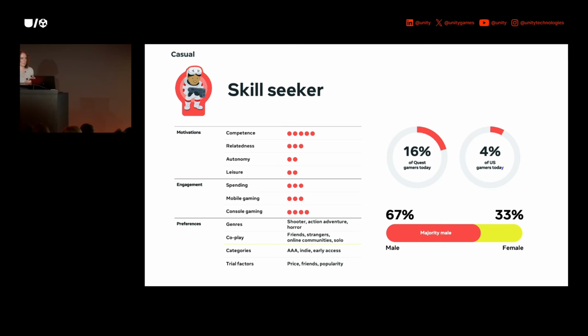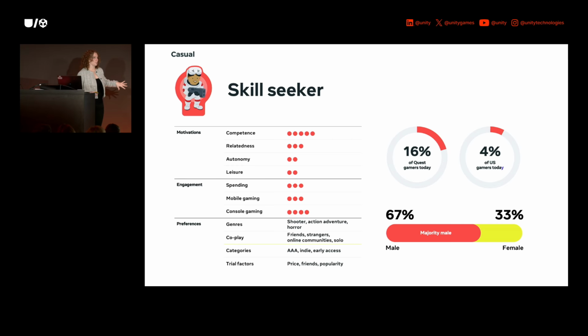And then last up, the skill seekers should feel the most familiar to a lot of you. Skill seekers are the most core of our gamer segments. They live for the challenge, and they're looking for games like shooters, action, or horror that allow them to build mastery. They play across platforms. We find them on VR, but also on console, PC, and mobile. And we actually find that they probably consume the widest range of titles: AAA, indie, early access.